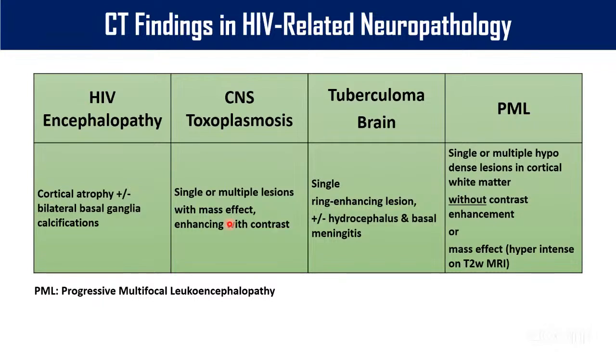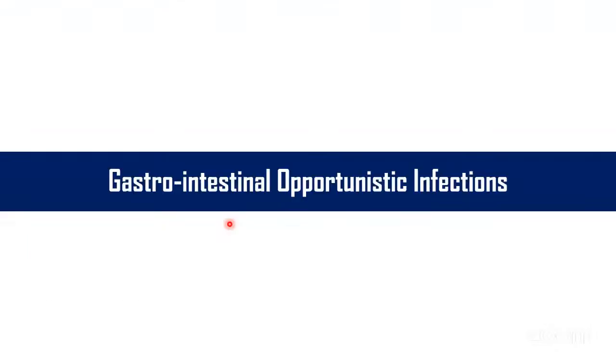So in the CT scan, HIV encephalopathy, you can have cortical atrophy and bilateral basal ganglia calcification. Toxoplasmosis will have a single or multiple ring enhancing lesions with a mass effect. Tuberculoma in the brain can have a single or ring enhancing lesion, and PML will have single or multiple hypodense lesions in cortical white matter without contrast enhancement. Nowadays, with MRI available, the whole picture is changed, and the picture will be even clearer there.